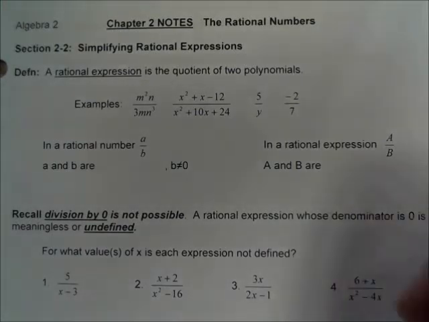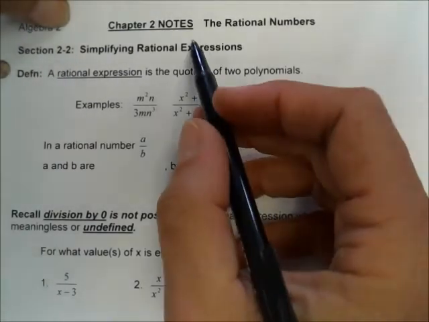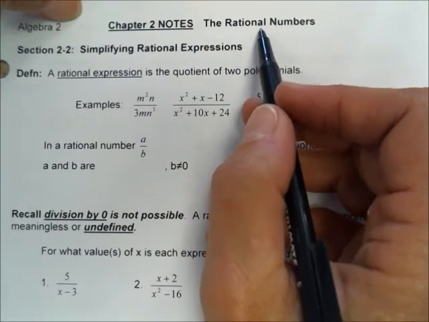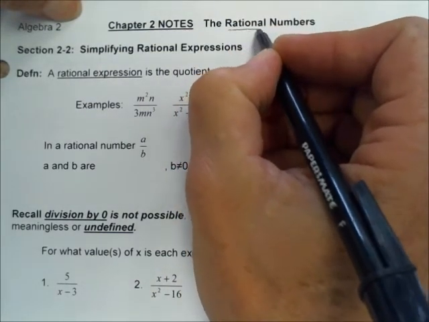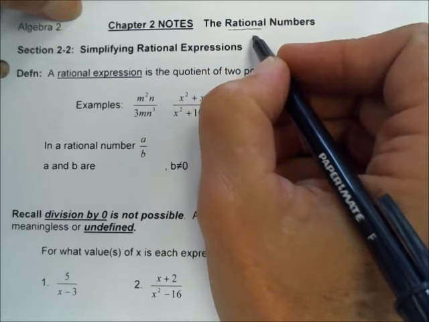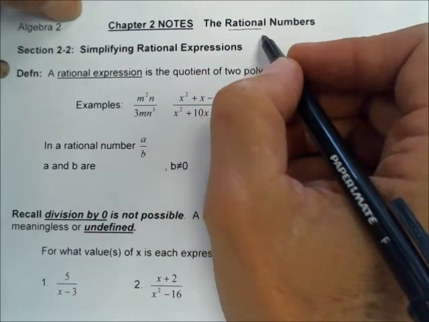Hello, today we're going to start Chapter 2. And the Chapter 2 title is called The Rational Numbers. When I see the word rational, sometimes I think of the word fraction, because that's really what we're going to be talking about with this chapter: a lot of fractions.